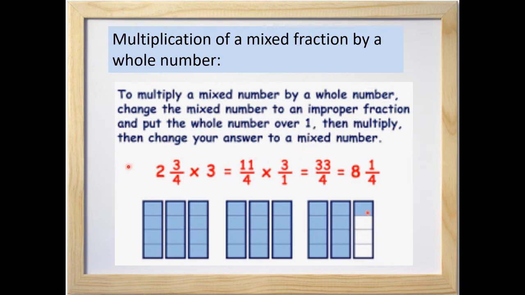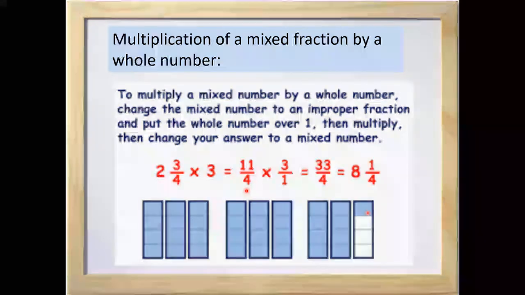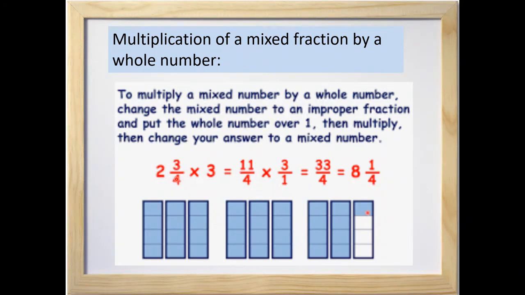For example, let us take the mixed fraction as 2 3 by 4 and the whole number as 3, and we have to find the product for these two. First thing, we have to convert this mixed fraction into an improper fraction. So how to convert it? Let us see. 4 2s are 8. 8 plus 3 is equal to 11. 11 by 4 is the improper fraction for 2 3 by 4.